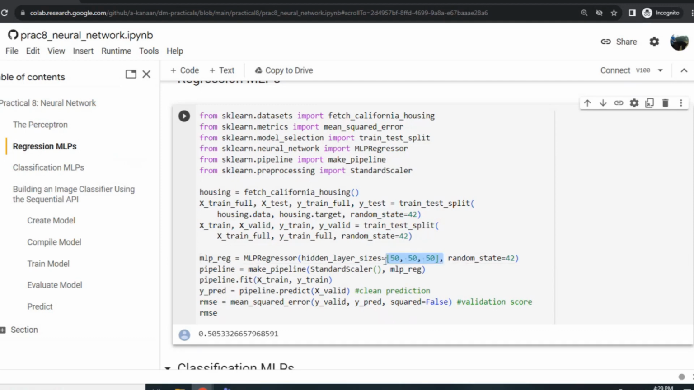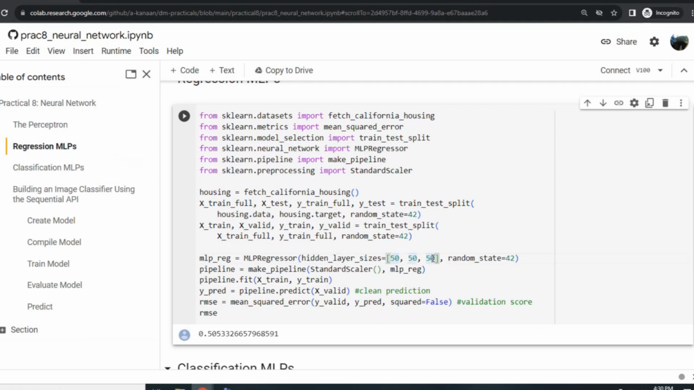What does this imply? Firstly, how many values do we have here? 3, right? That means we are asking MLP regressor to create 3 hidden layers. Each hidden layer has a number of neurons. Here we specify the number of neurons for each hidden layer. So 50 here means the first hidden layer has 50. The second hidden layer also has 50. The third hidden layer also has 50.